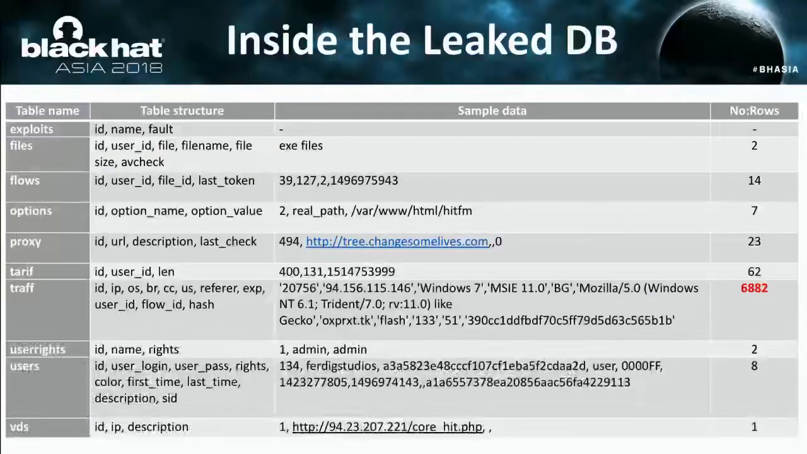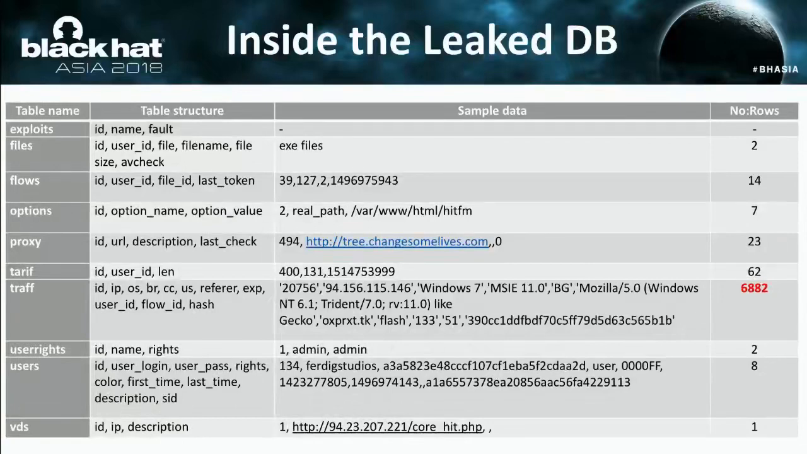So this is what is inside the leaked database of the RIG-2 exploit kit. I summarize the tables here. These are the names of the tables in the database, and this is the table structure with some example data and the number of rows in each table. If you take a look at this, you will notice the traffics table contains more than 6,000 rows, and this is all information about the compromised victims.